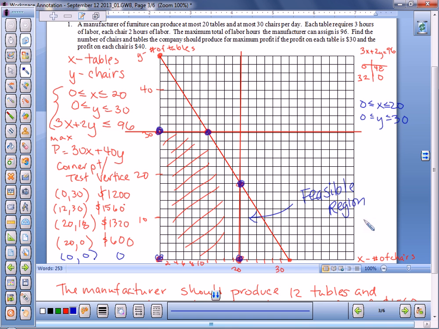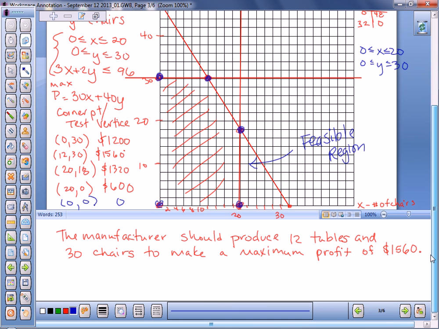All right. And then when we plug these in, remember we plug them into our objective function, which this time our objective is to maximize our profit. So this function is 30x plus 40y. We plug those in. We get that the highest amount occurs when we produce 12 tables and 30 chairs. So in our complete sentence, we'll give the answer. The manufacturer should produce 12 tables and 30 chairs to make a maximum profit of $1,560.